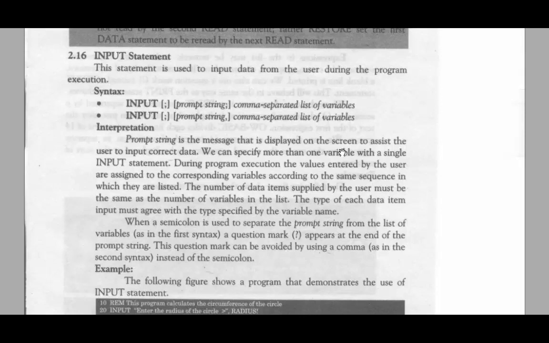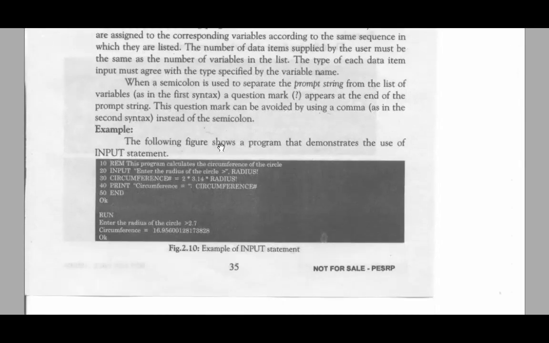When a semicolon is used to separate the prompt string from the list of variables, as in the first syntax, a question mark appears at the end of the prompt string. The question mark can be avoided by using a comma, as in the second, instead of the semicolon. If you use a semicolon, it will show a question mark which represents that it is asking for a value. If you use a comma instead, it will not show the question mark.